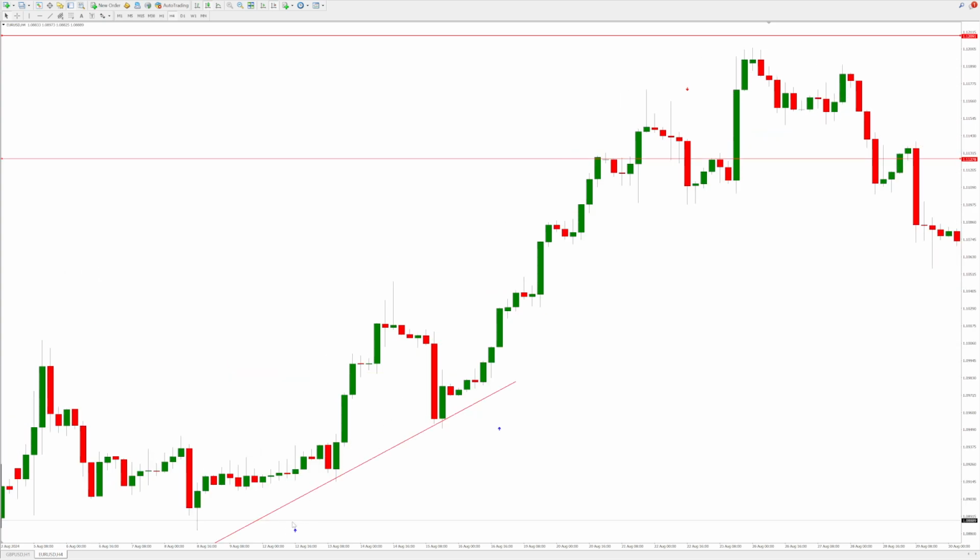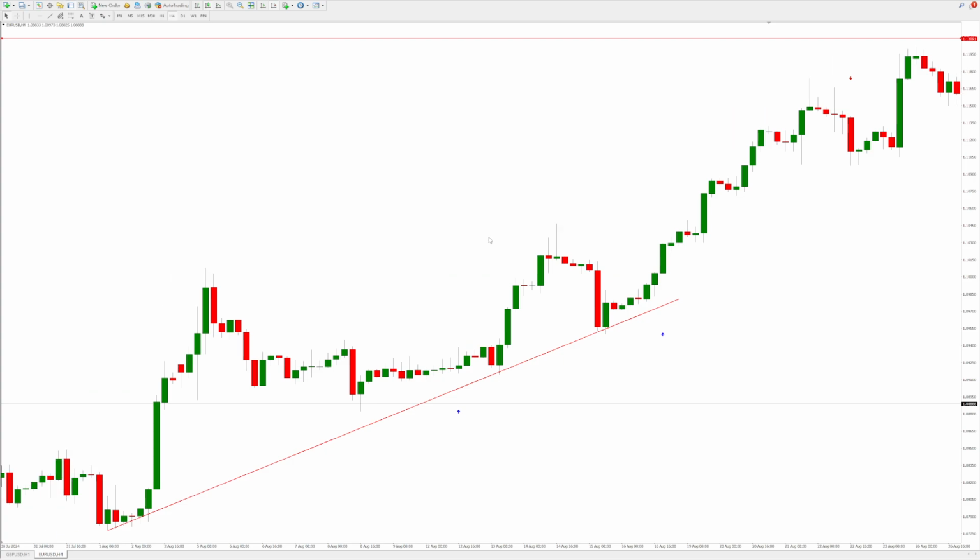Okay, granted that the blue arrows here on the Alpha Trend Indicator were valid, good entries. However, if you look up here with this red arrow, had you sold there, chances are you would have had your stop loss taken out up there somewhere.